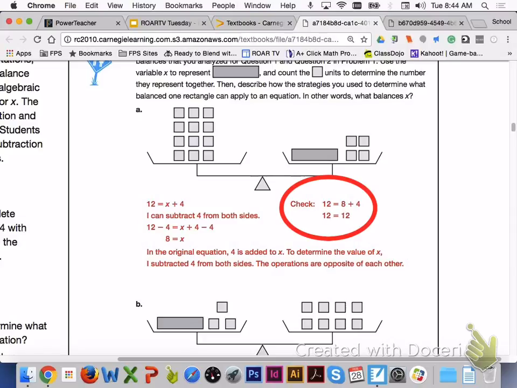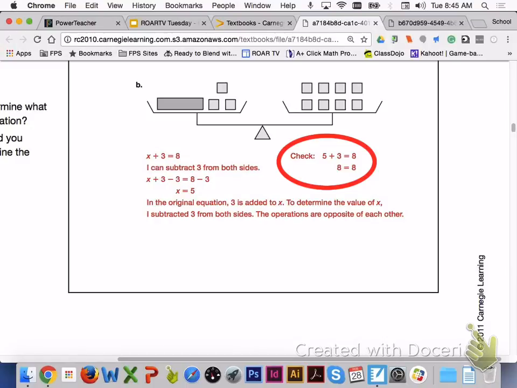If you look at number 2, letter A, here's how you can check to see if your solution is correct. We look at the value of x. X is equal to 8. We substitute 8 in for x. 8 plus 4 is 12. 12 is equal to 12, so your solution is correct. For number 2, letter B, x is equal to 5. If we substitute 5 in for x, 5 plus 3 is equal to 8. 8 is equal to 8, so your solution is correct.